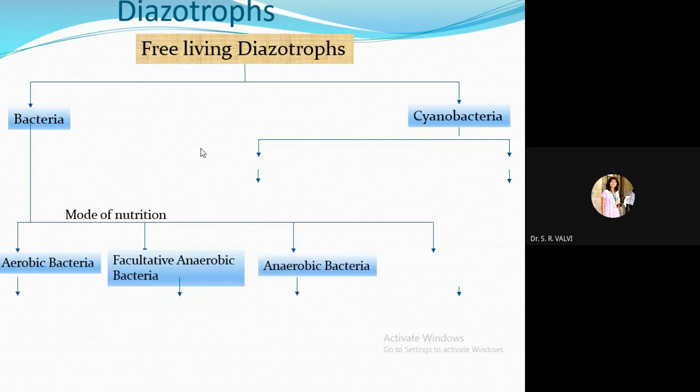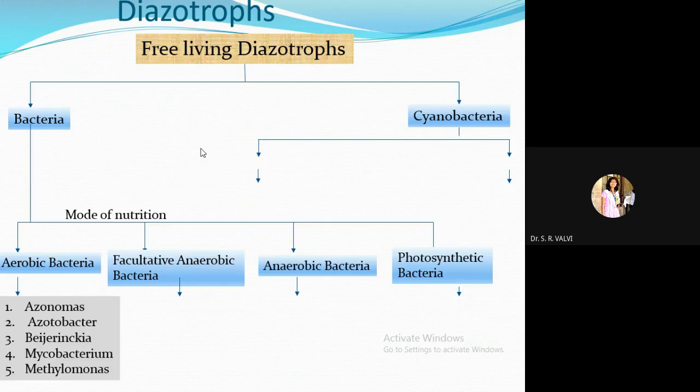Now the third type is anaerobic bacteria, which means bacteria which completely require an oxygen free condition, that is, in absence of oxygen these bacteria survive. So bacteria that survive or complete their life cycle without oxygen are called anaerobic bacteria. And the last type is photosynthetic bacteria, which means bacteria which carry out photosynthesis. So likewise, according to the mode of nutrition, these bacteria are divided into these four types.